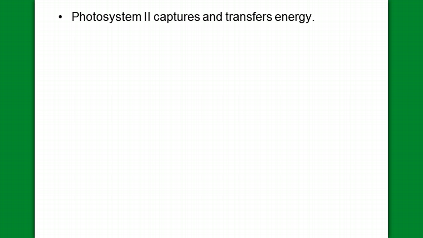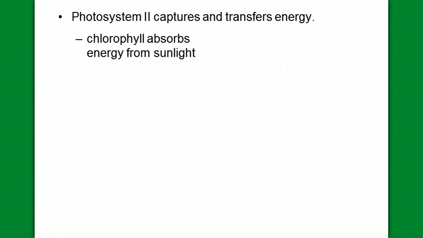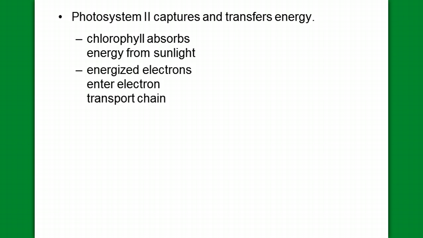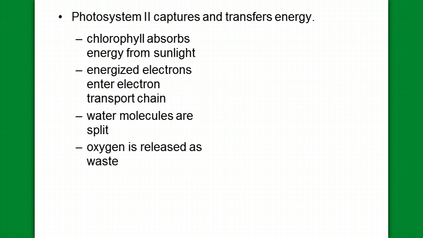So we start with photosystem 2. Photosystem 2 is what actually captures and transfers the energy from the sunlight. This is where chlorophyll absorbs energy. The energized electrons are then going to enter the transport chain, which will split water molecules, and then oxygen is released as waste.